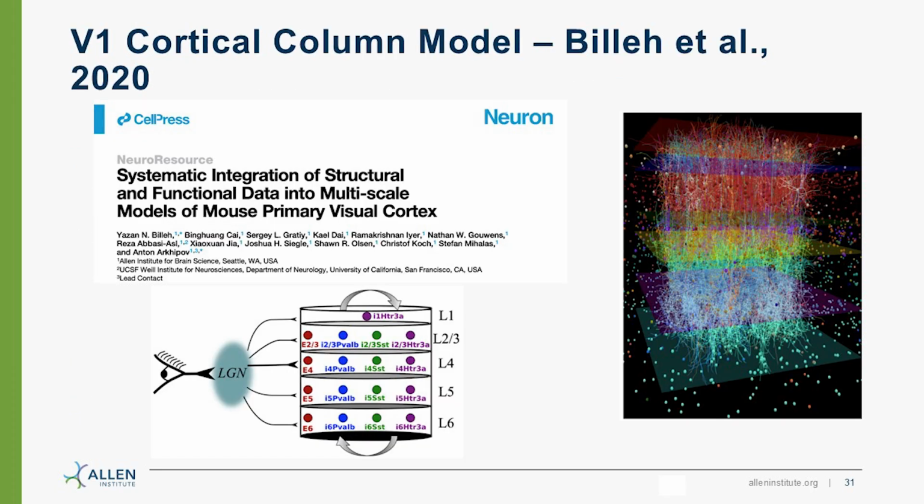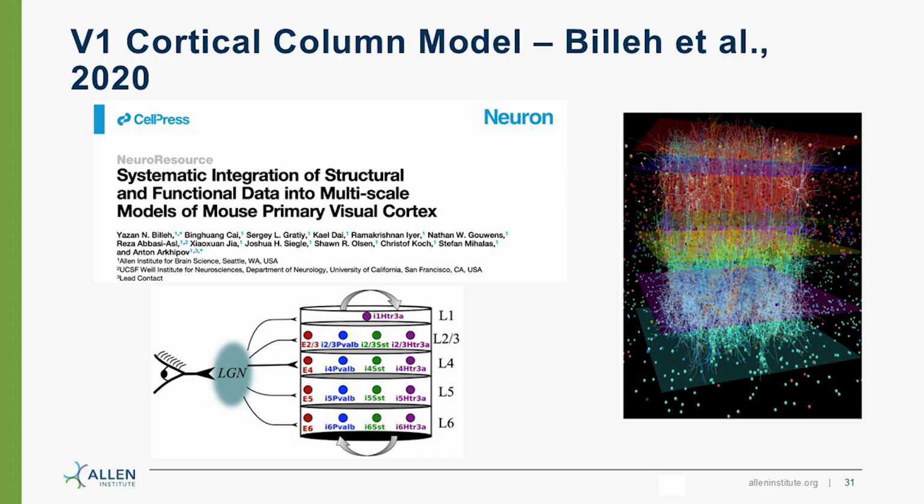The V1 cortical column model was published back in 2020 in this paper here. We provide visual input to our LGN model, this is FilterNet. The model consists of all 6 or 5 layers of cortex instead of just the layer 4 model, and builds up out of our best estimate of the cell type makeup in V1 and the connectivity between layers.